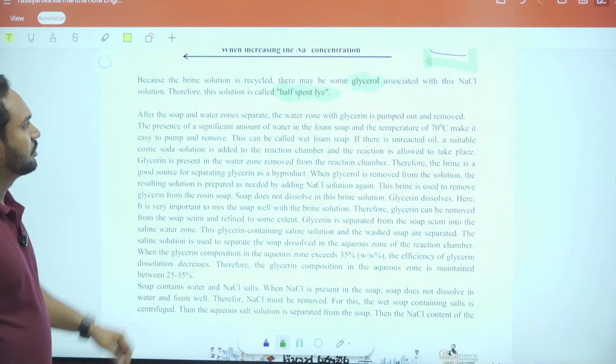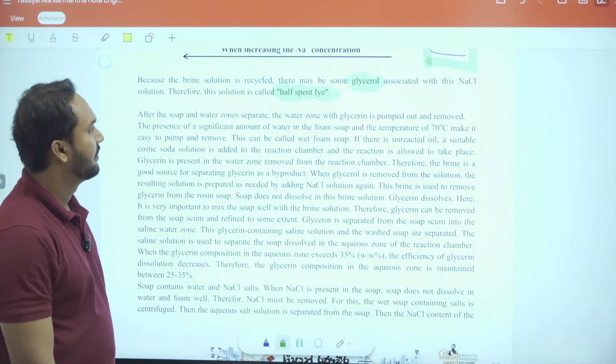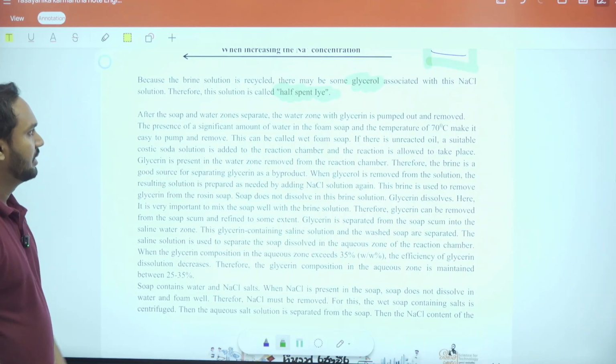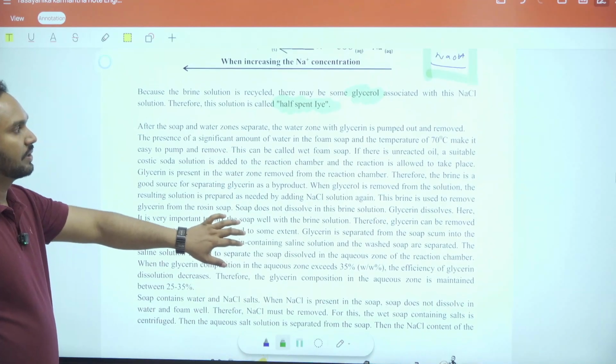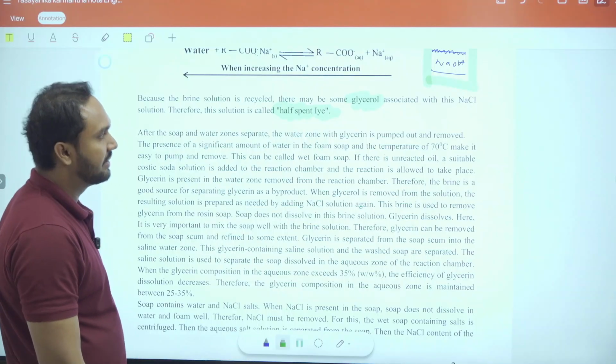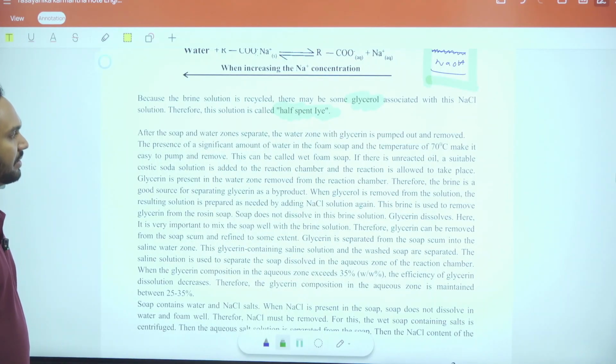Right. After the soap and water zone separates, the water zone with glycerin is pumped out and removed, right? The presence of a significant amount of water in the foam soap and the temperature at 70 degrees make it easy to pump and remove. This can be called wet foam soap.